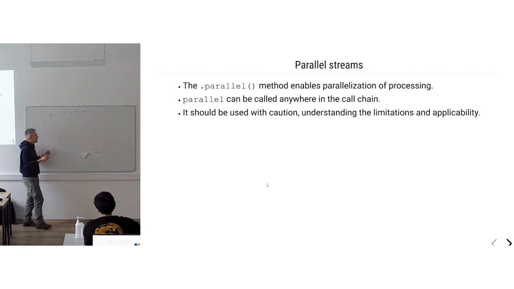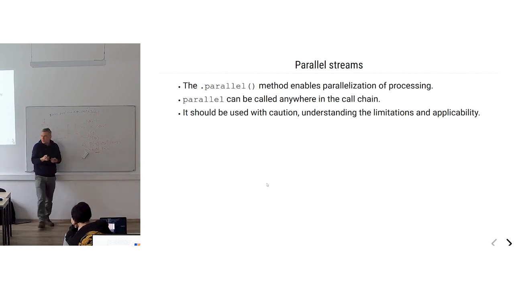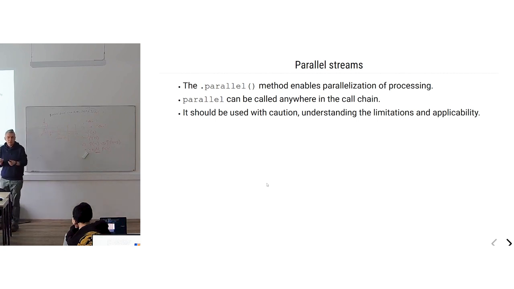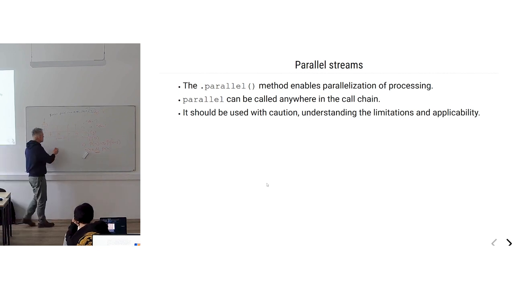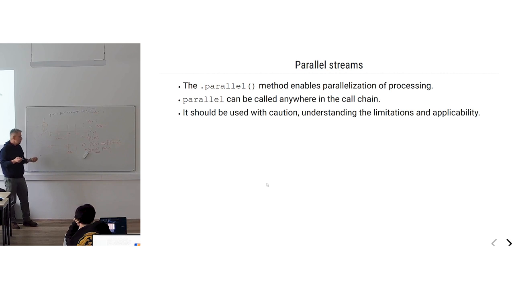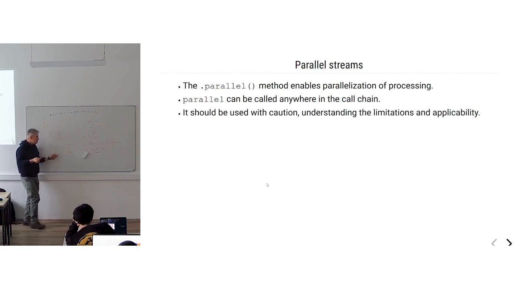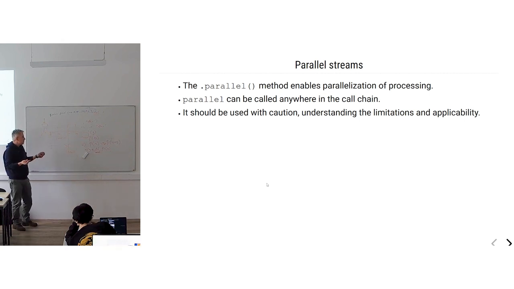But if your stream is not array based, if your stream is an infinite stream, if your stream is a generated stream, then Java just doesn't know how to split the work. It may skip, for example, I don't know, 1,000 records if your stream allows this operation. It may skip, it may split, but is this 1,000 an optimal value? We don't know, because we don't know in advance how many records there are in your stream.